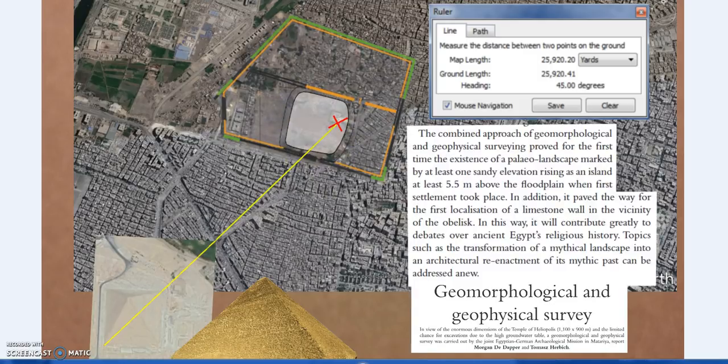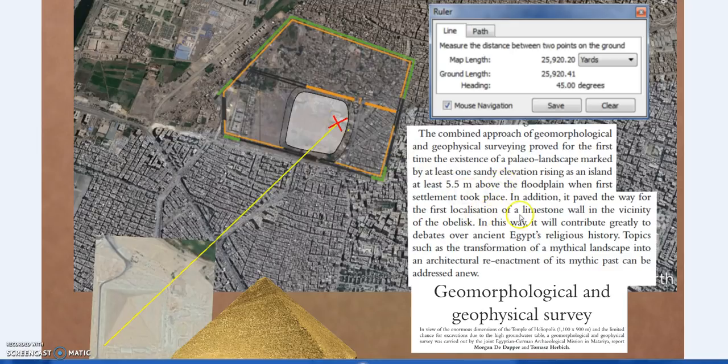Highlight that. And what we have is a recent geophysical survey, morphological survey. The combined approach of geomorphological and geophysical surveying proved for the first time the existence of a paleo landscape marked by at least one sandy elevation rising on an island at least 5.5 meters above the floodplain where first settlement took place. This is where first settlement was. It was the first mound. And it rose above the flood.